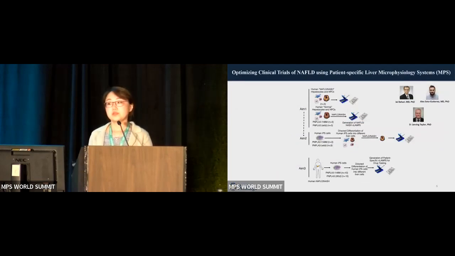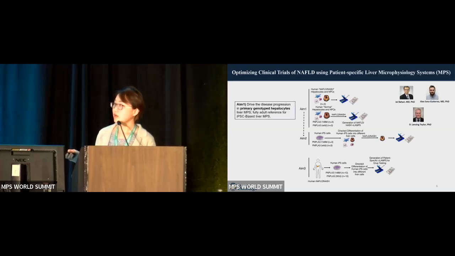To build a patient-specific liver MPS system required the collaboration from clinical side to the bench side. This is a multi-PI work funded by NIH. We have Dr. Bihari from the UPMC Liver Clinic. We have Dr. Soto Gutierrez from the pathology department at the University of Pittsburgh. And we have Dr. Taylor's team from the Drug Discovery Institute at the University of Pittsburgh.